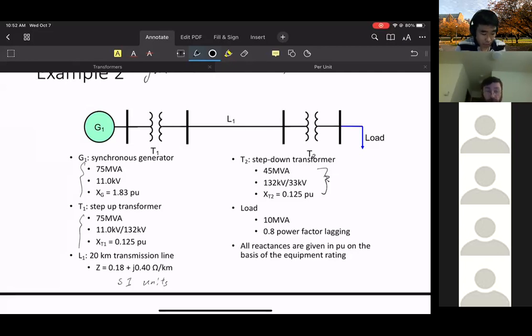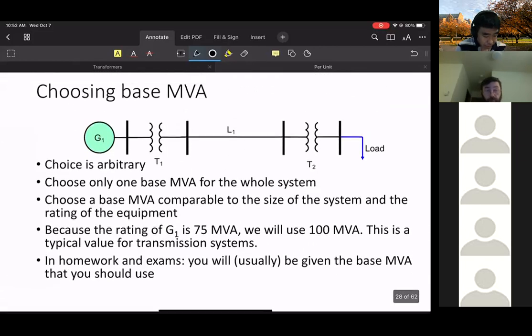Okay, so let's look at what steps we have to use. The first step is to choose a base power unit for the entire system. We can choose the same unit for everything. When we make this choice, we should choose some number that's reasonable for us. A number we'll pick here is 100 MVA.